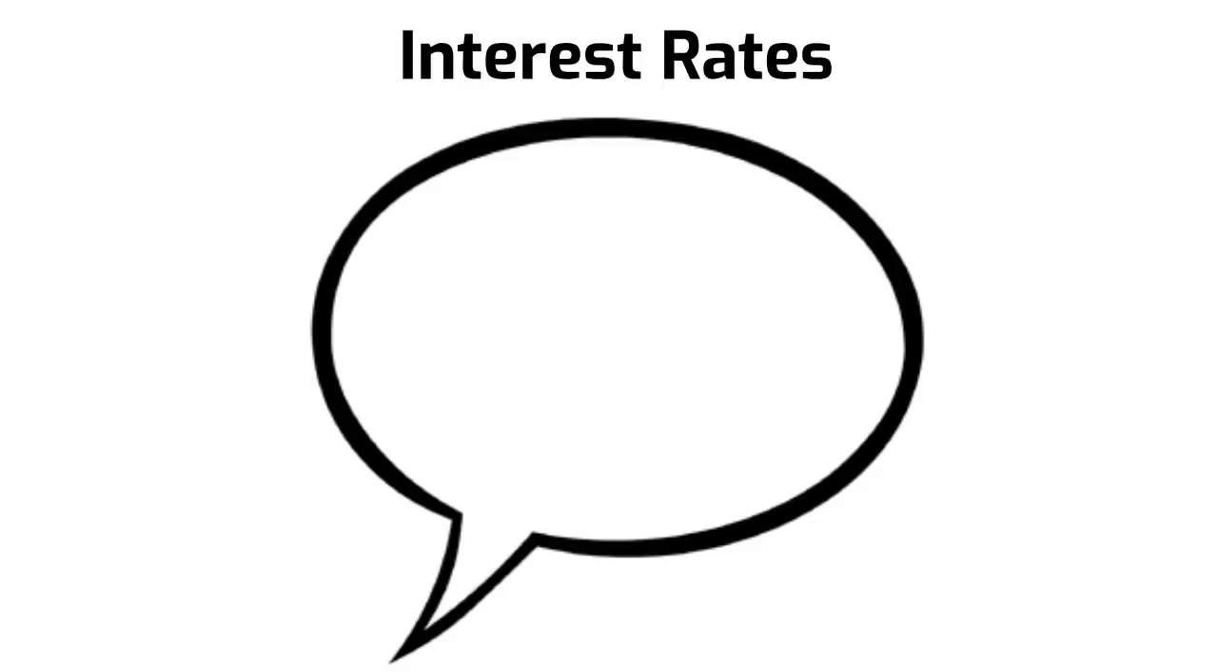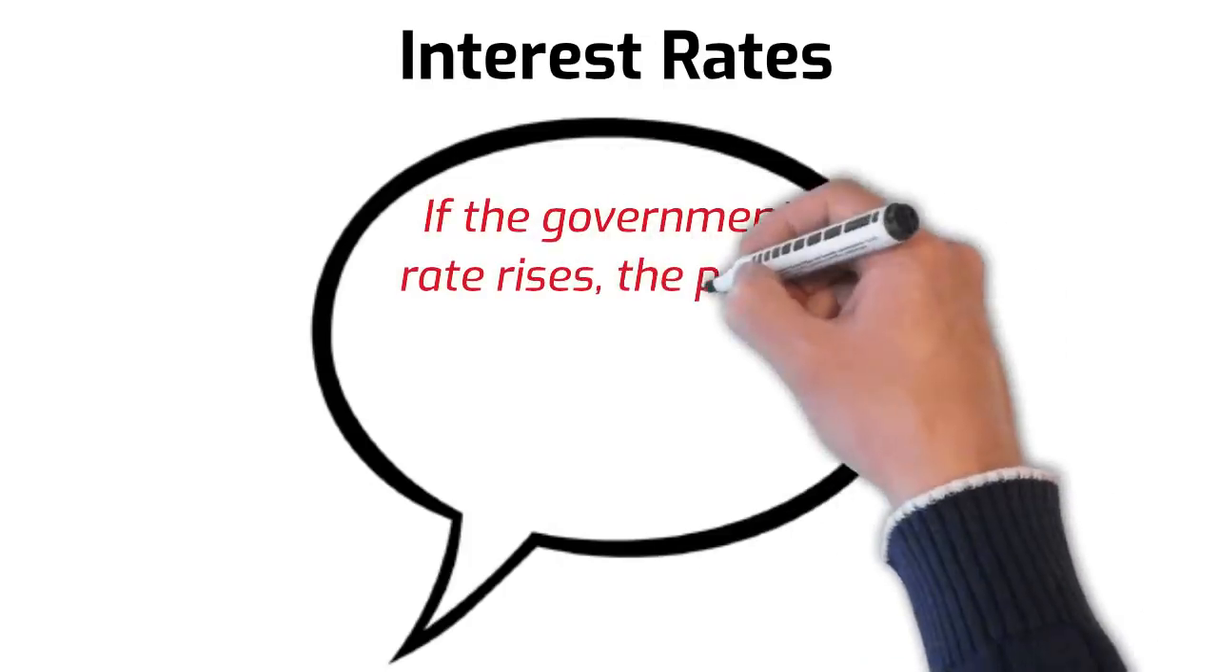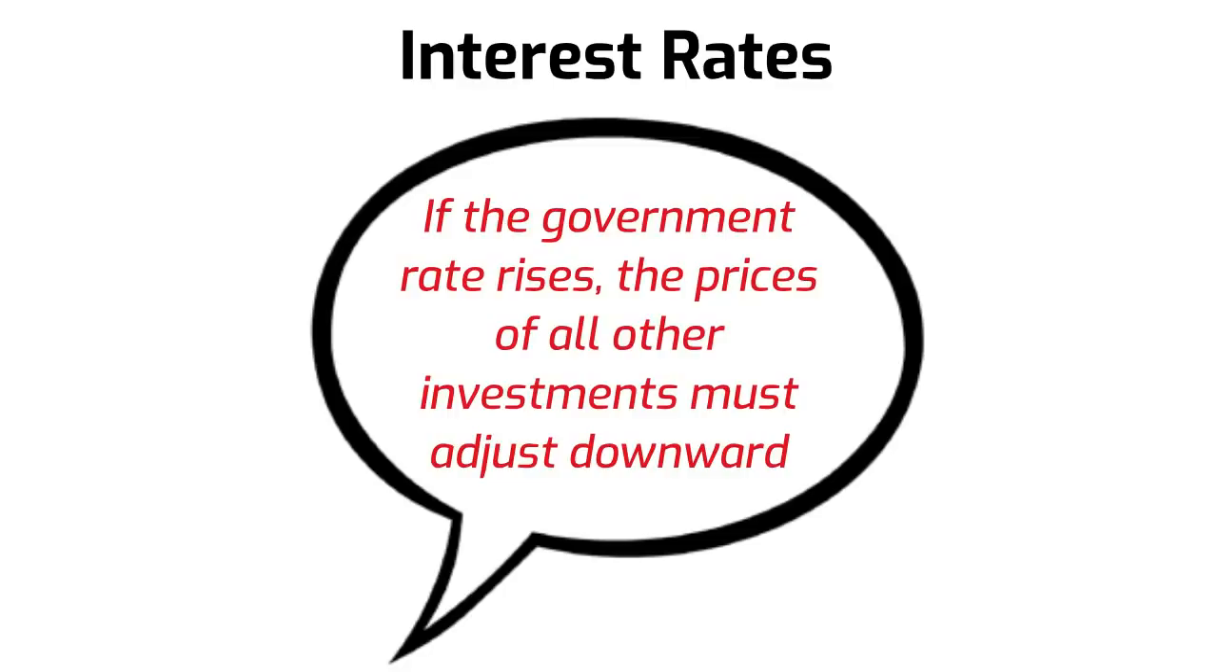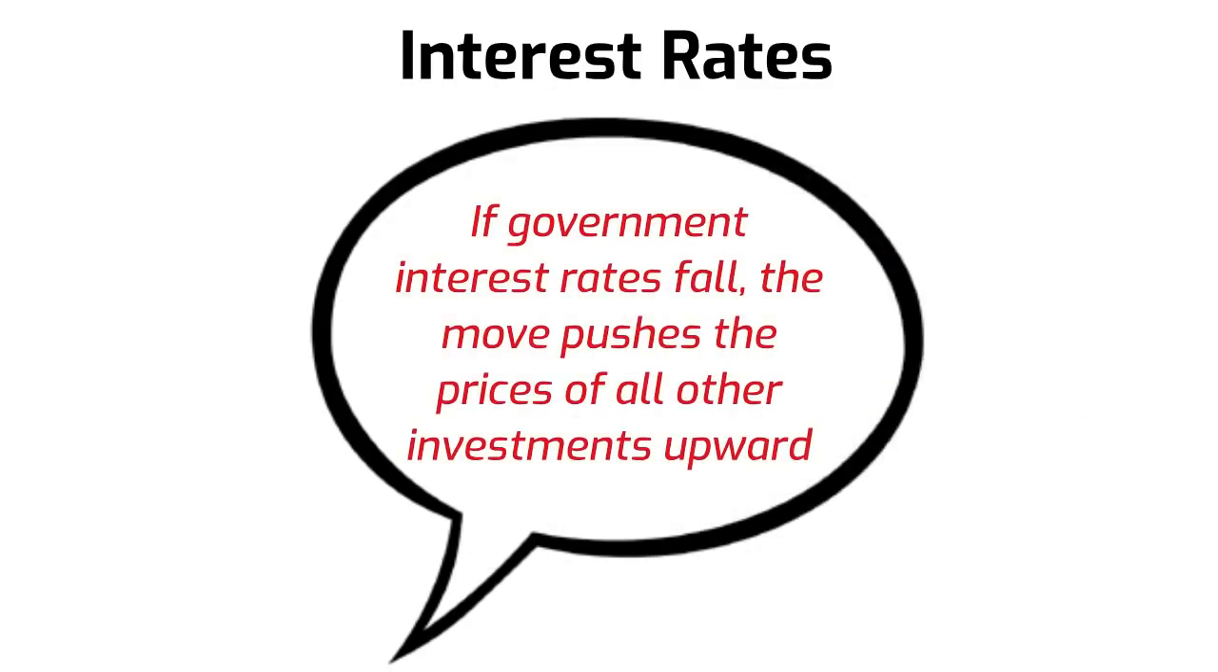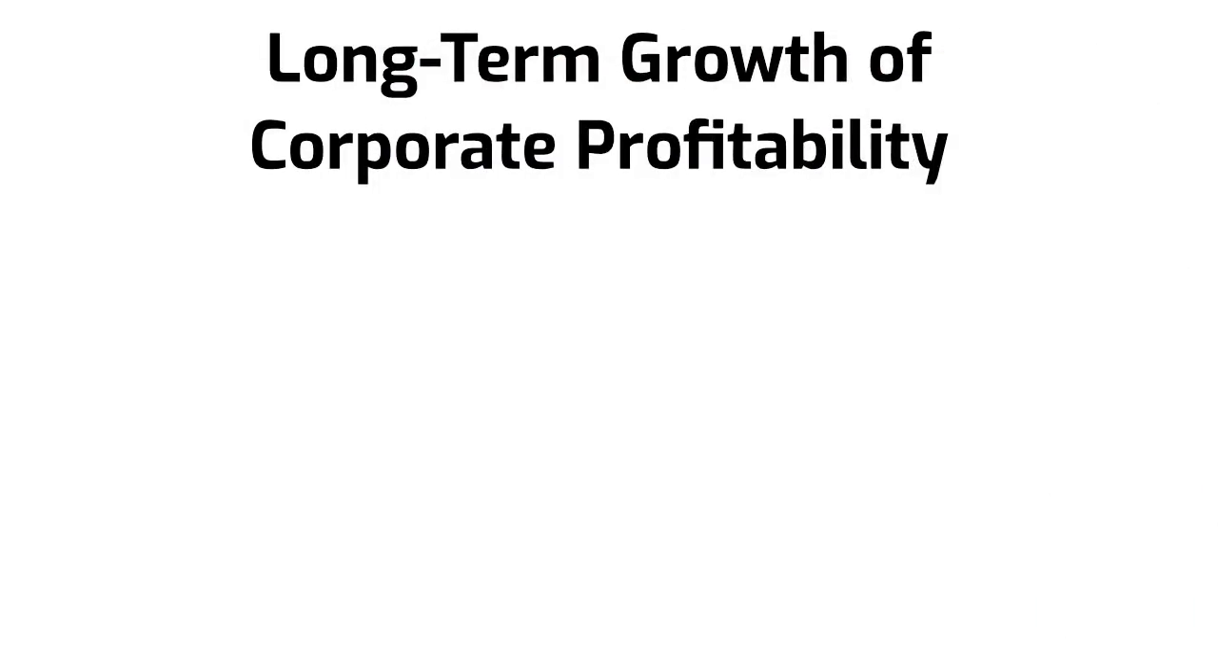That's because the rates of return that investors need from any kind of investment are directly tied to the risk-free rate that they can earn from government securities. So if the government rate rises, the prices of all other investments must adjust downward to a level that brings their expected rates of return into line. Conversely, if government interest rates fall, the move pushes the prices of all other investments upward. Warren Buffett. 2. Long-term growth of corporate profitability.